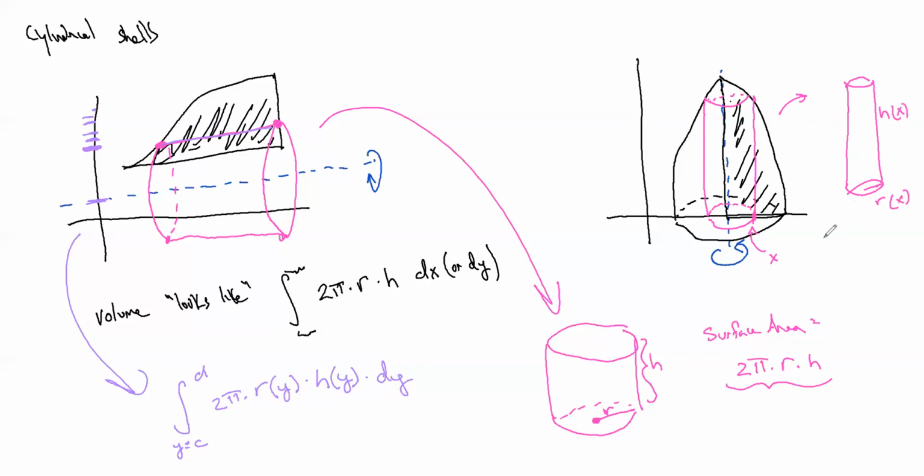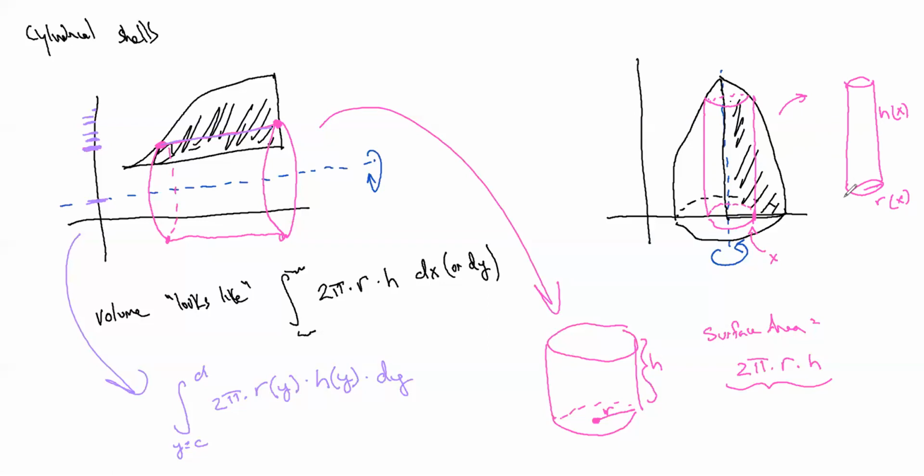And then my integral in this case would be the integral as x goes from something to something of 2 pi times r of x times h of x dx. So in essence, figuring out which one is integrating dx and which one is integrating dy depends entirely on whether our axis of revolution is parallel to the x-axis or parallel to the y-axis. That's the trick for this sort of problem.